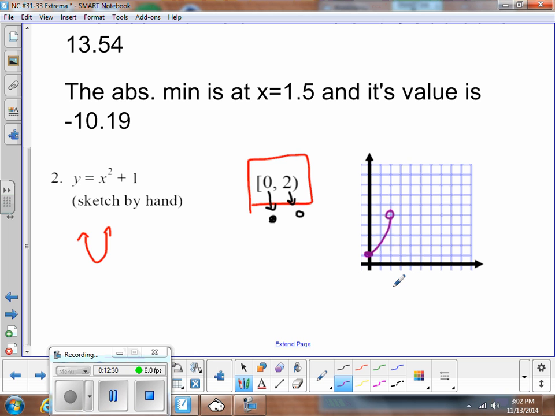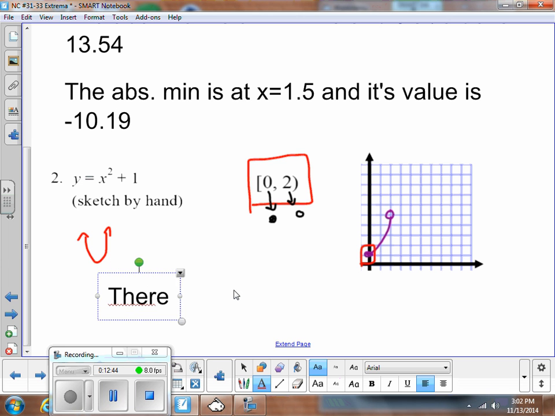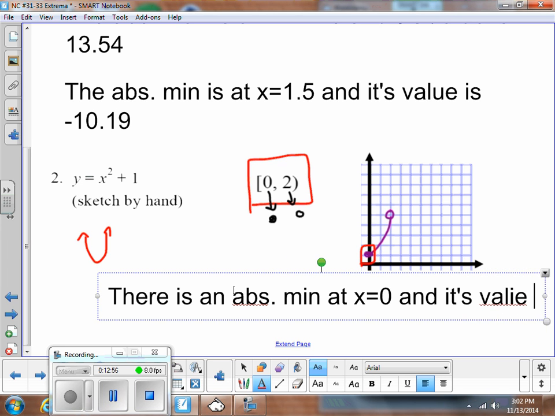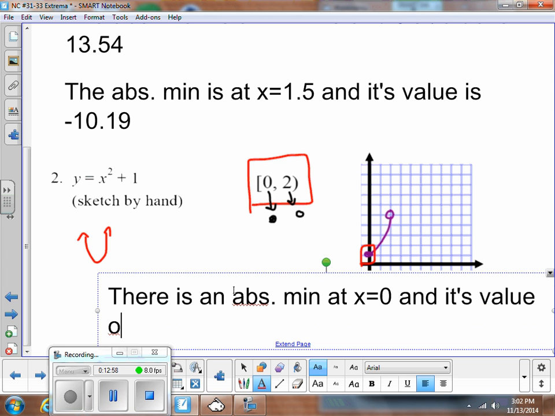So I'm not guaranteed that there's going to be an absolute min and max. There may be, but it's not guaranteed. So looking at this graph, there actually is an absolute minimum. This is the lowest point on the graph. So to write that out, there is an absolute minimum at x equals 0, and its value is 1.